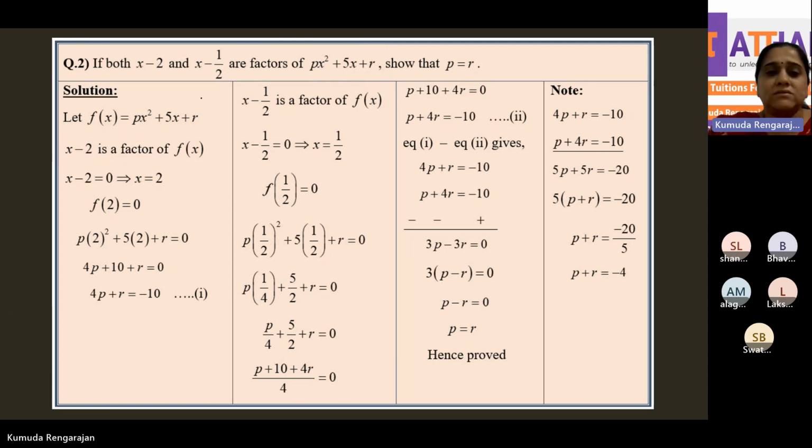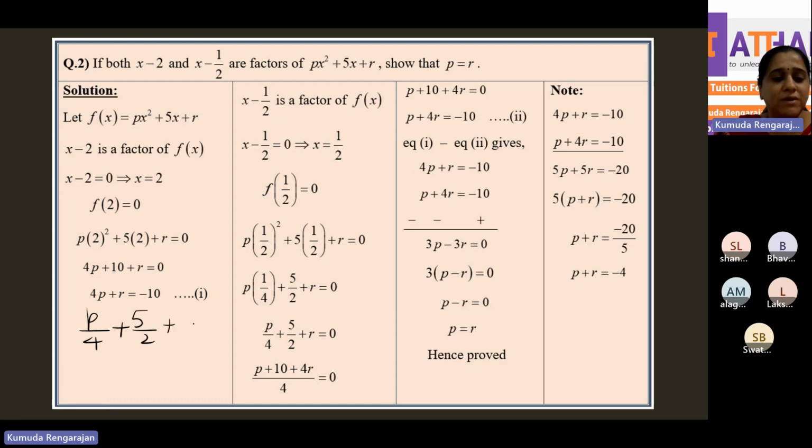Okay. Then same thing here. In f of x, wherever there is x, put half. 1 by 2 into 1 by 2 is 1 by 4. 5 into half is 5 by 2 plus r is equal to 0. LCM is 4. So p into 1 is p, 2 into 2 is 4, so 5 into 2 is 10. And here r into 4. LCM, children, here we go wrong sometimes.